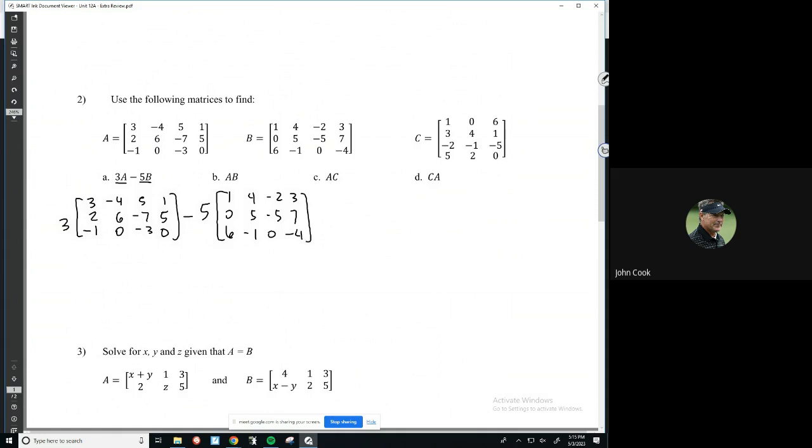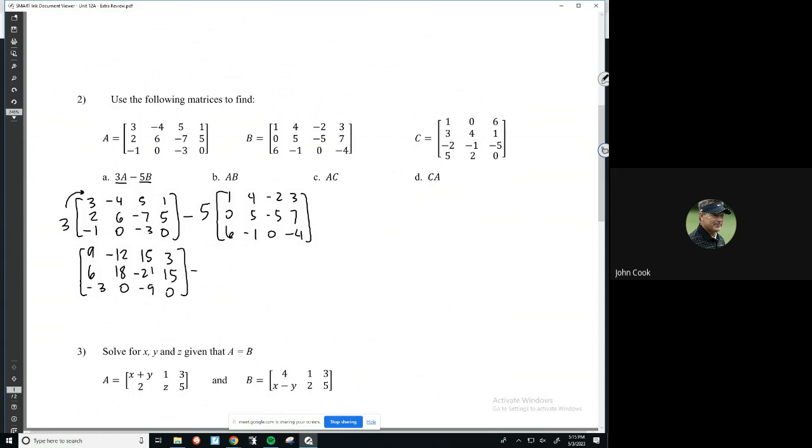So I'm going to distribute the 3 into all of these terms. Every one of them is going to multiply by 3. And here's what I end up with: 9, negative 12, 15, 3, 6, and then 3 times 6 is 18. Negative 7 times 3 is negative 21, and 15. And then negative 3, 0, negative 9, and 0.